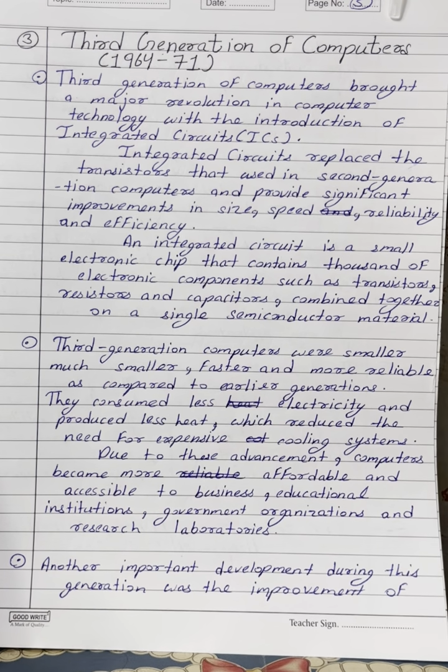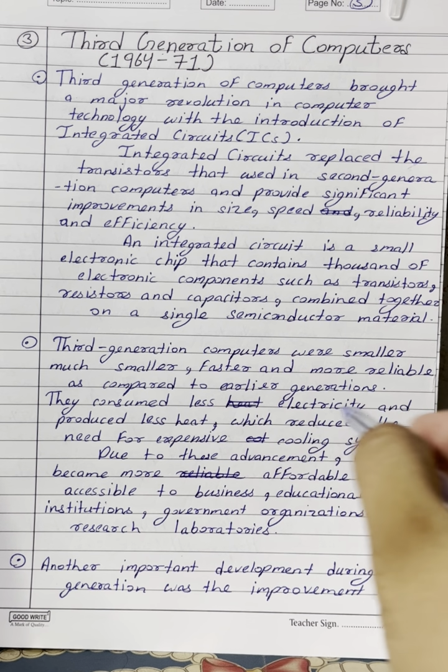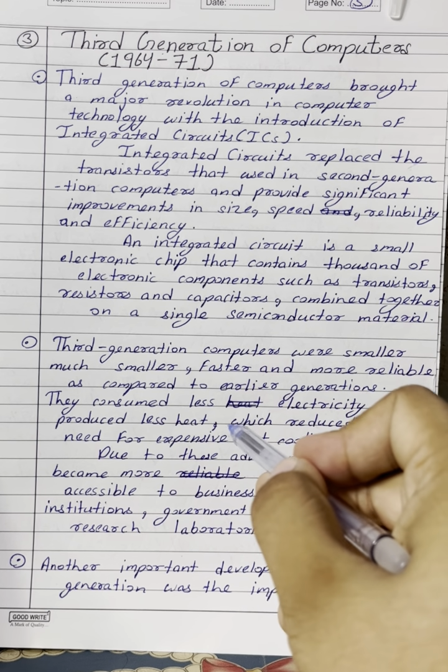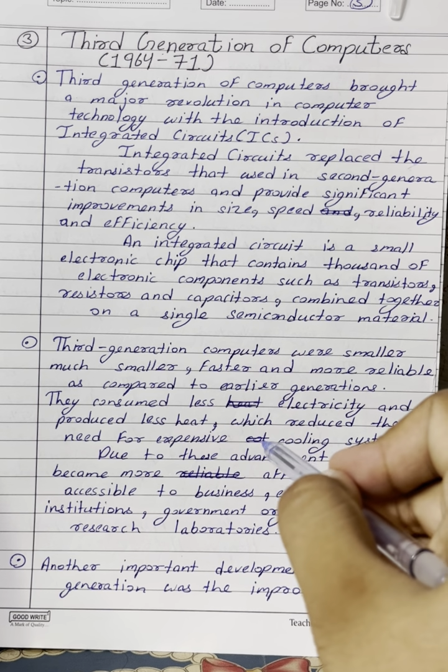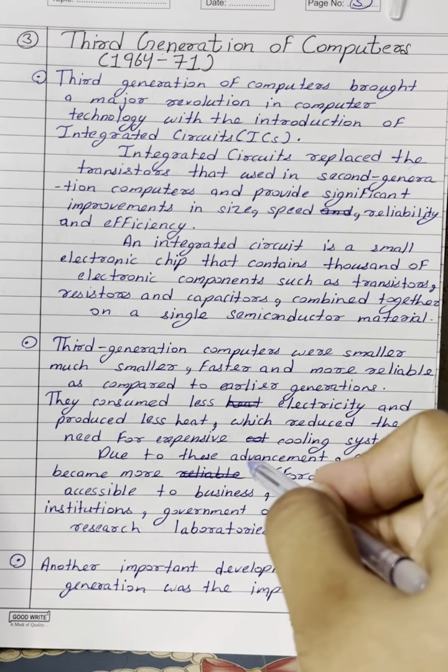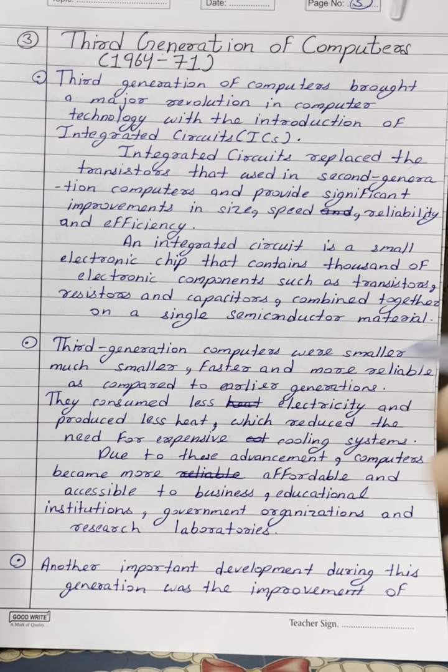Apart from that, third generation computers were much smaller, faster, and more reliable as compared to the earlier generations, and they consumed less electricity and produced less heat, which reduced the need for expensive cooling systems. Due to this advancement, computers became more affordable and accessible to businesses, educational institutions, government organizations, and research laboratories.